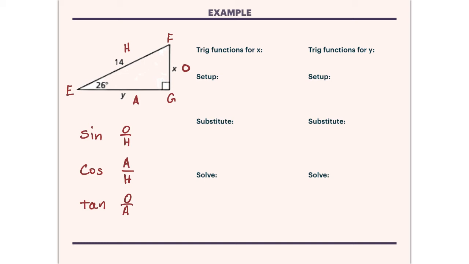I think I'd write sine of 26 equals opposite over hypotenuse. So sine 26 equals x over 14. Now I'm going to put that over a 1 so that I can cross multiply when I solve it, giving me 1x equals 14 sine 26. And then you'll get out your calculator and we will find the decimal value for it.